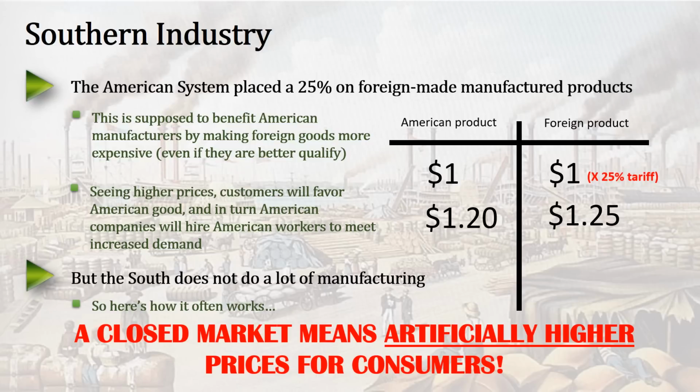Now, if you're not benefiting from the northern industrial system, if you're not directly linked to that somehow, that means that you're buying on a closed market, and that means higher prices, artificially high prices for consumers. And because the South buys a lot of its consumer goods from the North, this means that they are buying on a closed market.